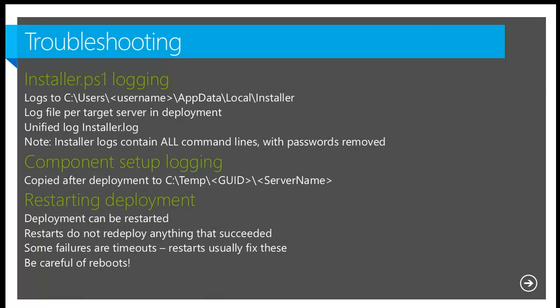You can restart any deployment. If something in a deployment fails and you end up with one or a couple of red failure lines on the progress screen, you can start it over. Some failures are timeouts, especially if you're doing all of this on a single Hyper-V server that doesn't have a particularly good storage subsystem. Things can time out. Very often, if you just run that installation again, it will actually work and complete the second time.